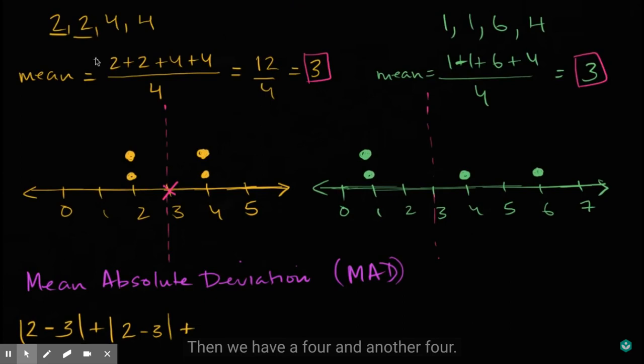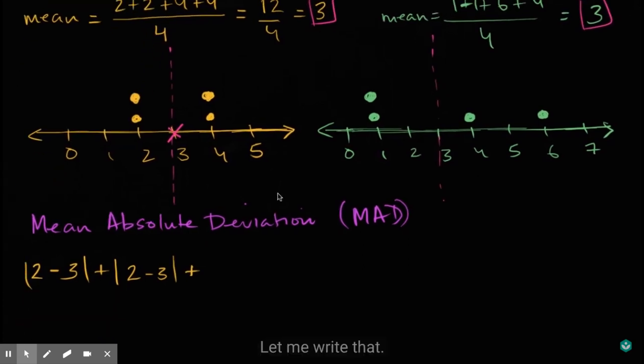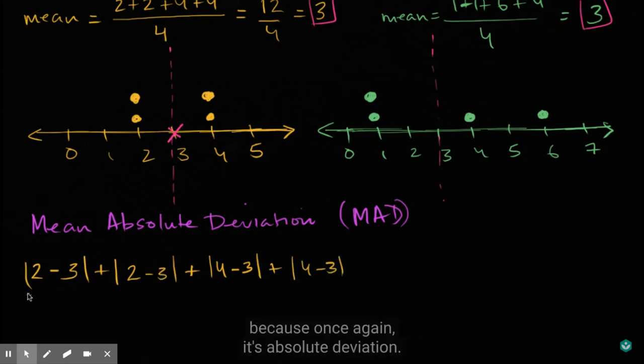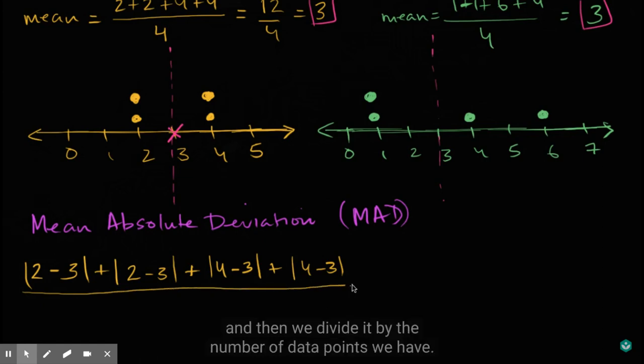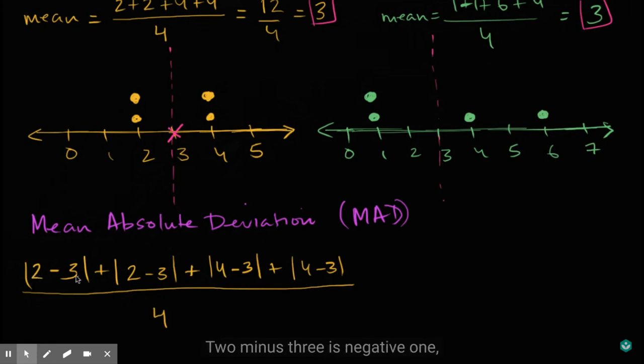Then we have a 4 and another 4. So let me write that. So then we have the absolute deviation of 4 from 3, from the mean. And then plus, we have another 4. We have this other 4 right up here. 4 minus 3. We take the absolute value because once again it's absolute deviation, and then we divide by the number of data points we have. So what is this going to be? 2 minus 3 is negative 1, but we take the absolute value, it's just going to be 1. 2 minus 3 is negative 1, we take the absolute value, and it's just going to be 1.